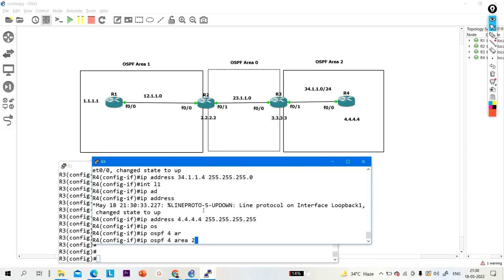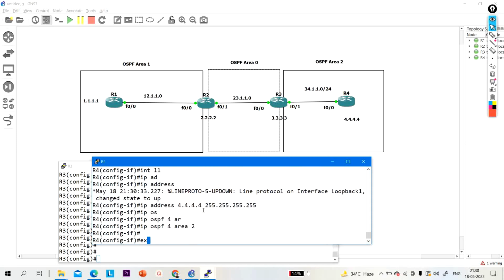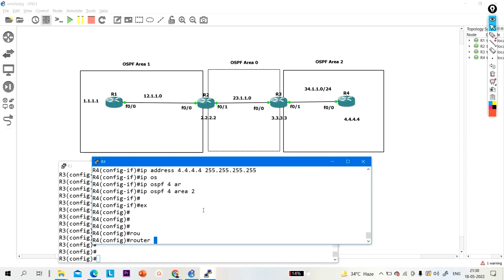Can you advertise this using another process? Yes, router OSPF process ID 4, but always keep in mind the process ID on R4 will be the same, right? If you advertise this loopback in a different process and this interface in a different process, then this network will never come in the database of router 1, router 2 and router 3. Right? It means you are running two processes now.